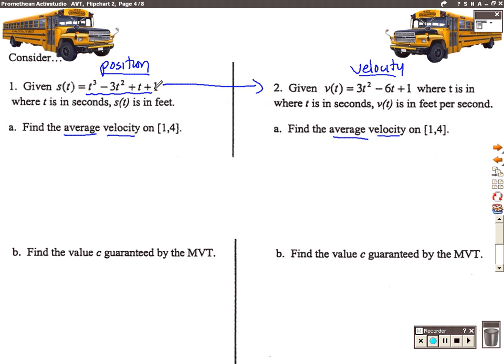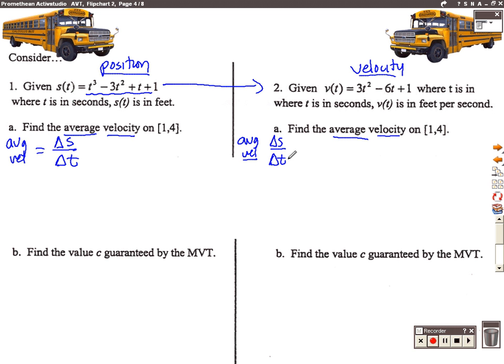Now again, we're trying to find average velocity, and average velocity is average velocity. It doesn't matter what function you have. There's only one way to define average velocity, and it's a middle school idea. Average velocity is always change in position over change in time, no matter what. So regardless of which function I have, average velocity is change in position over change in time.